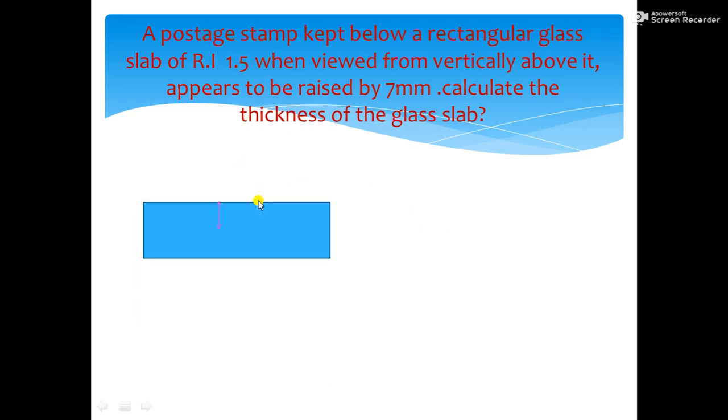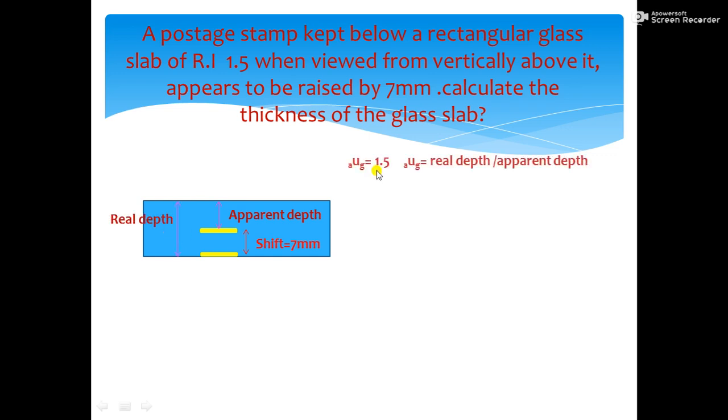Here is the glass slab, and it is given that it is raised by 7 mm. Raised by 7 mm means the shift is given. Shift is 7 mm, and this is the apparent depth, and thickness means the real depth. Real depth we have to find out. We know that the refractive index is given. Refractive index of glass with respect to air means real depth by apparent depth, so apparent depth is equal to real depth divided by refractive index of glass with respect to air.